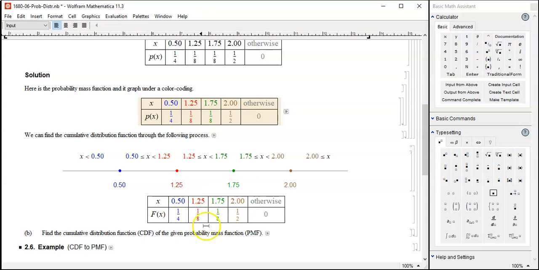This was just copied and pasted from before, so none of these numbers here matter, as a matter of fact. And then let's put appropriate inequalities here.